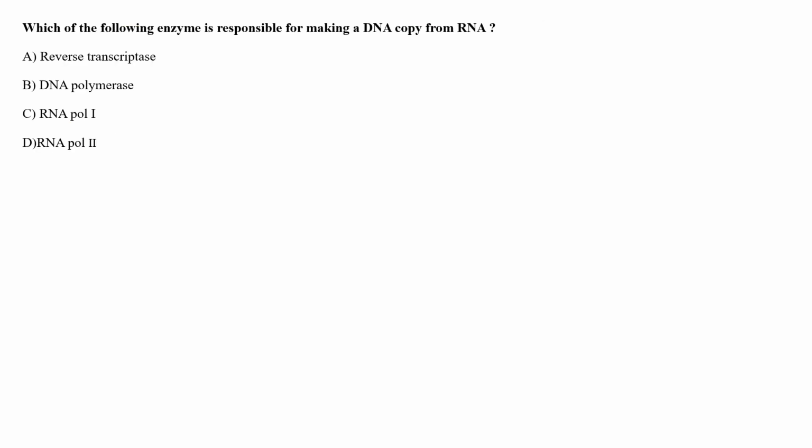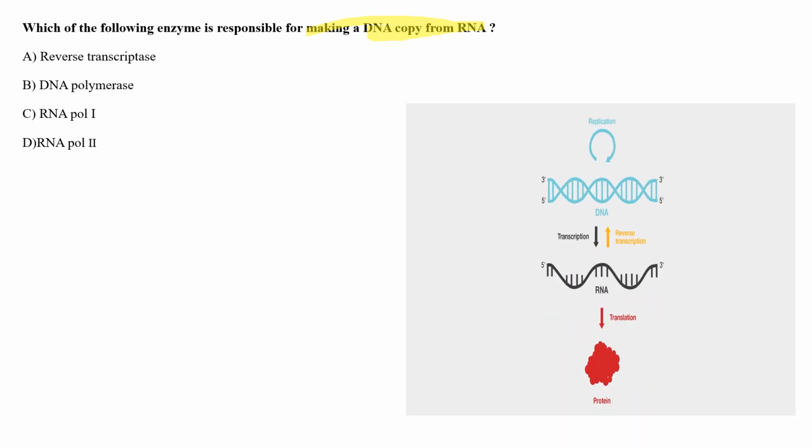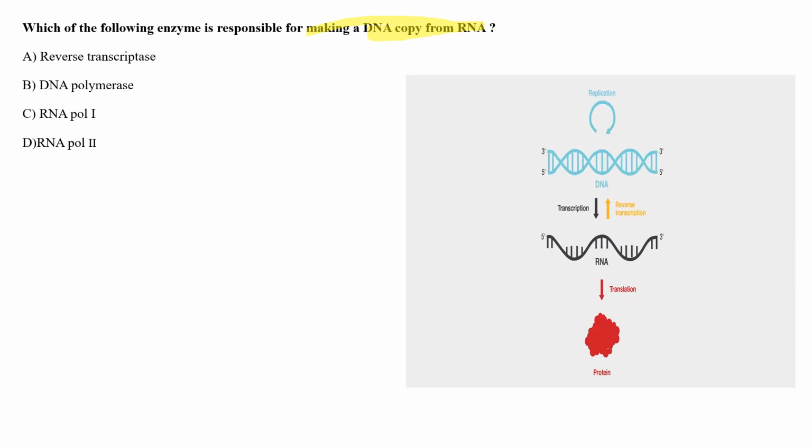Question is, which of the following enzyme is responsible for making a DNA copy from RNA? RNA से DNA copy कौन सा enzyme बनाता है? A. Reverse transcriptase, B. DNA polymerase, C. RNA pol 1 and D. RNA polymerase 2. So here, see in this picture, a replication occurs, so DNA is formed. DNA to RNA is formed by transcription in which RNA pol 1 and 2 is involved.